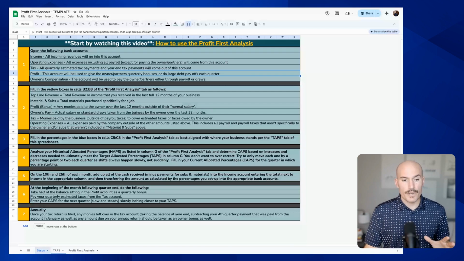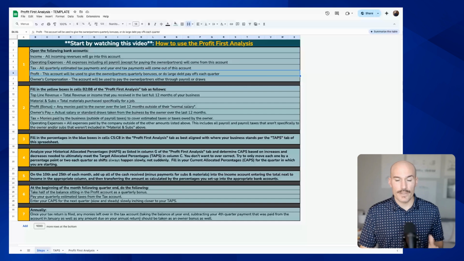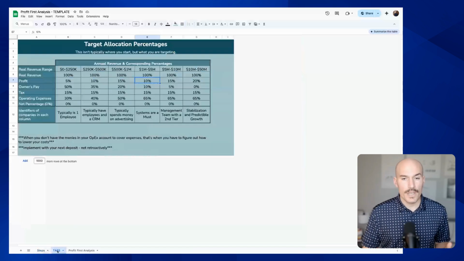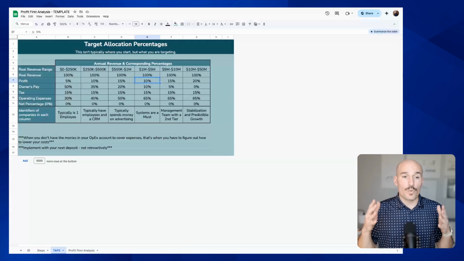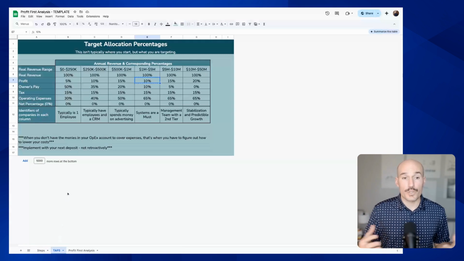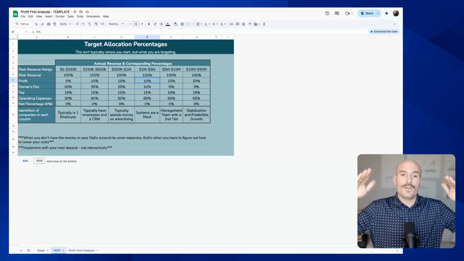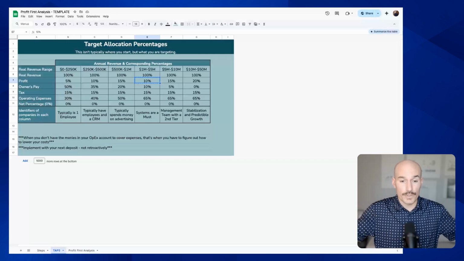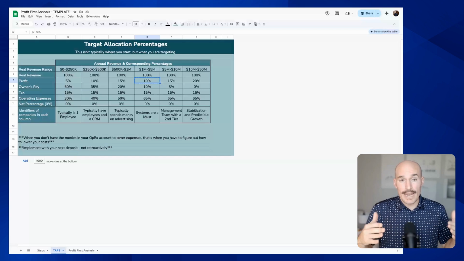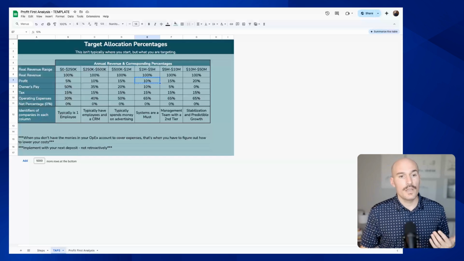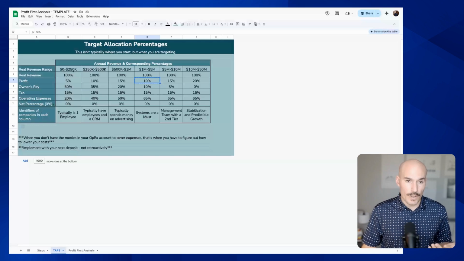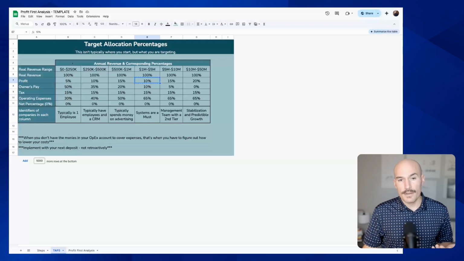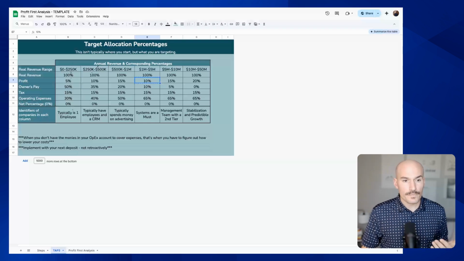So under TAPS, this tab under here, that stands for target allocation percentages. And essentially, depending on the size of your real revenue. Now, real revenue means gross revenue. So you have your top line revenue, and then whatever you minus cost of goods sold, what you pay your subs, what you pay for materials, you minus all that out, and that is your real revenue. So if you're doing between 0 and 250 in real revenue or gross profit, then you'll follow these percentages right here, and so on and so forth as you go through.